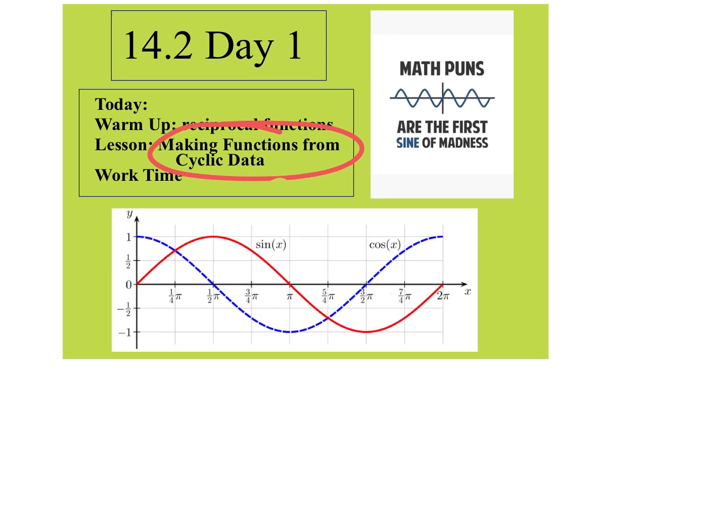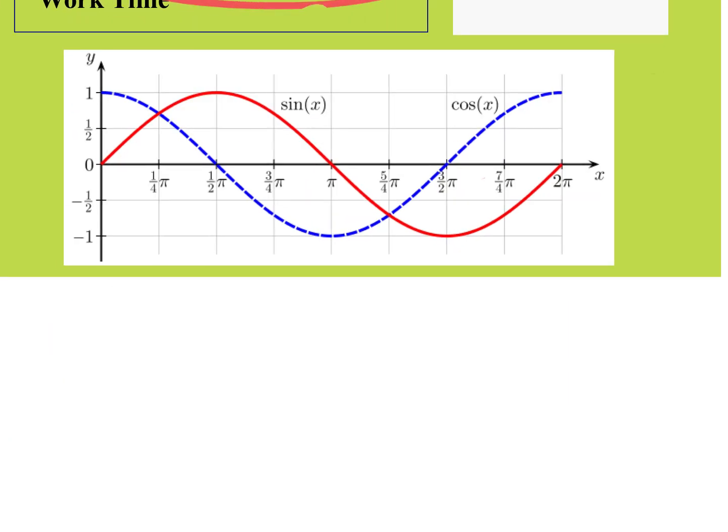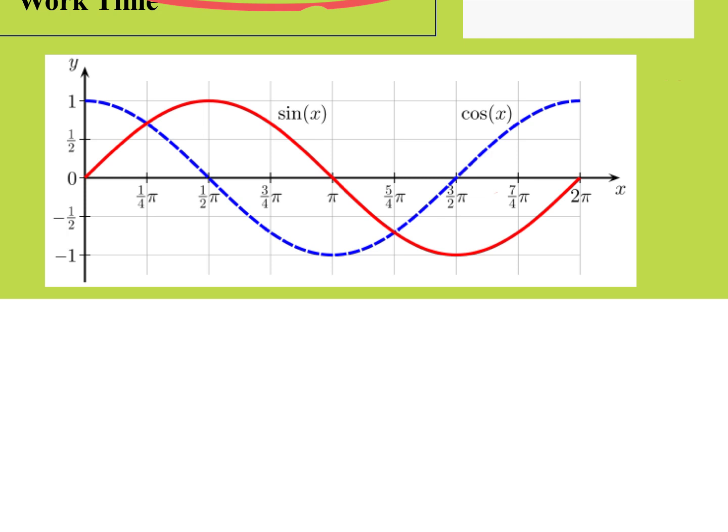All right, so I want you to look at these two and know that since cosine and sine are basically the same thing, you could write cosine in a way that would shift it over so it would actually be sine.